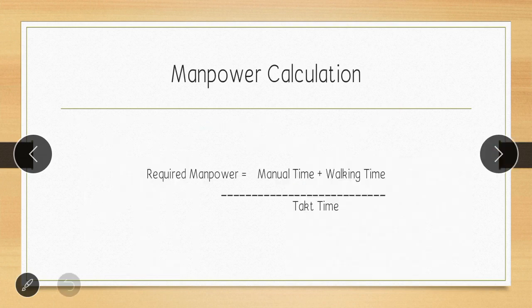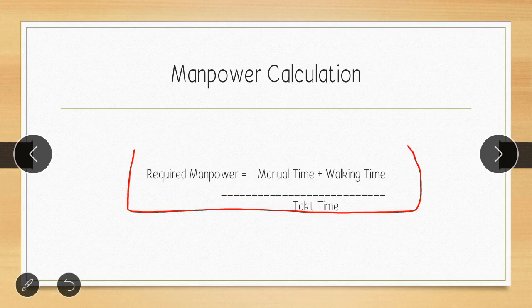So how will we calculate? There is a formula to calculate the manpower with the takt time. Required manpower is equal to manual time of an operation plus working time, divided by takt time.